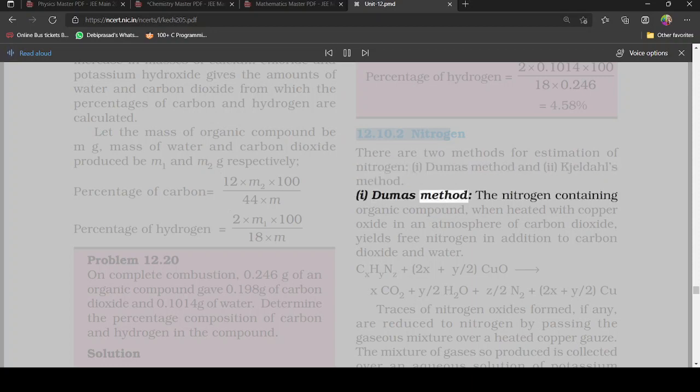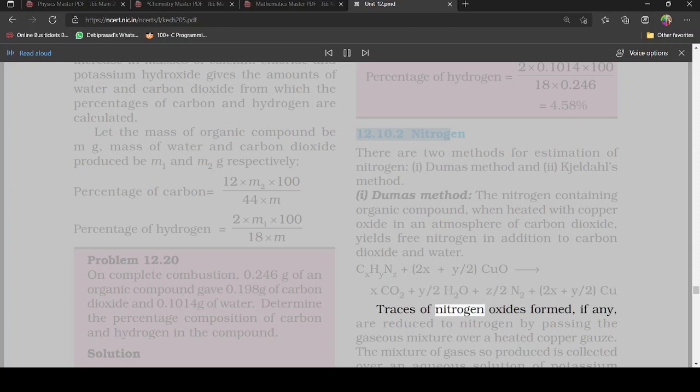1. Dumas method. The nitrogen-containing organic compound, when heated with copper oxide in an atmosphere of carbon dioxide, yields free nitrogen in addition to carbon dioxide and water. CxHyNz plus (2x plus y/2) CuO gives x CO2 plus y/2 H2O plus z/2 N2 plus (2x plus y/2) Cu.